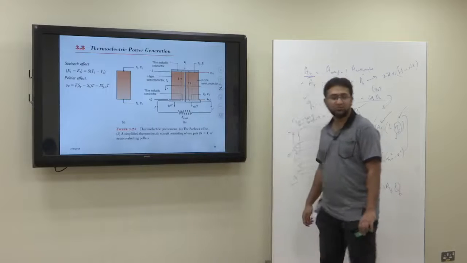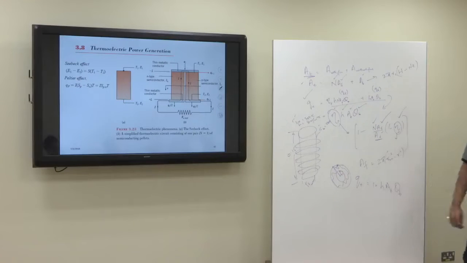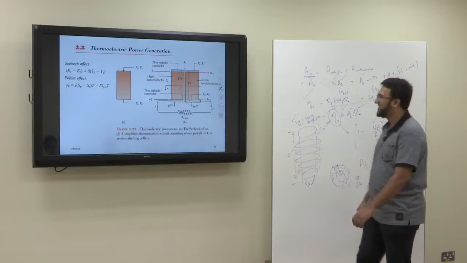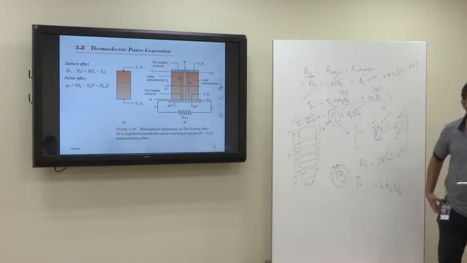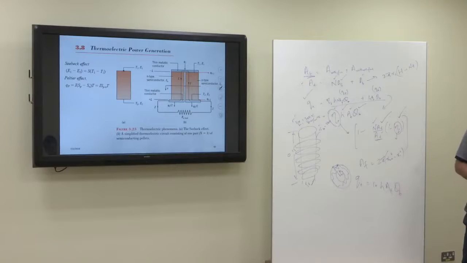Okay, so now let's move towards the last topic for chapter number 3. Next slide, and then it's done. Okay, this is about the thermoelectric power generator. Okay, let me drop this.